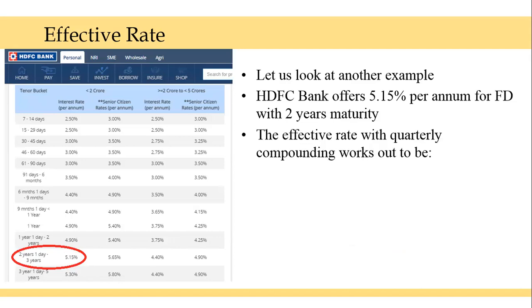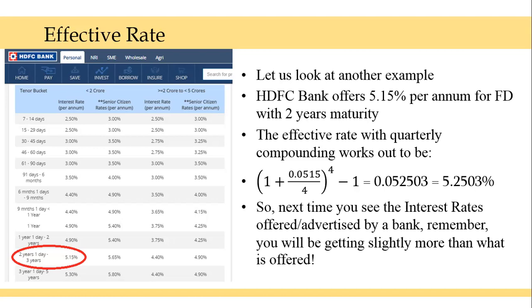The effective rate with quarterly compounding works out just like we did in the earlier case. Let us calculate it. 1 plus 0.0515 divided by 4 to the power of 4 minus 1, which is 0.052503, or expressed in percentages, it becomes 5.2503%. So next time you see the interest rates offered or advertised by a bank, remember you will be getting slightly more than what is offered by the bank.